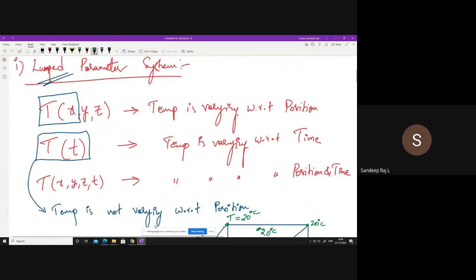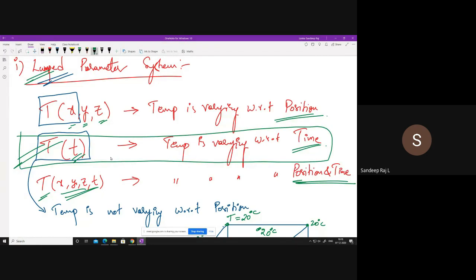So in the lumped parameter system, what is the case? Temperature will vary with respect to time alone. Temperature is not going to vary with the position. If the temperature is varying with respect to the x, y, z coordinates, then I will say that the temperature is varying with position. But if it is varying with time alone, then I say that temperature is varying with respect to time only. If you have to consider both position and time, the temperature will be dependent on position and time. But in our lumped parameter system, temperature is varying with respect to time only.